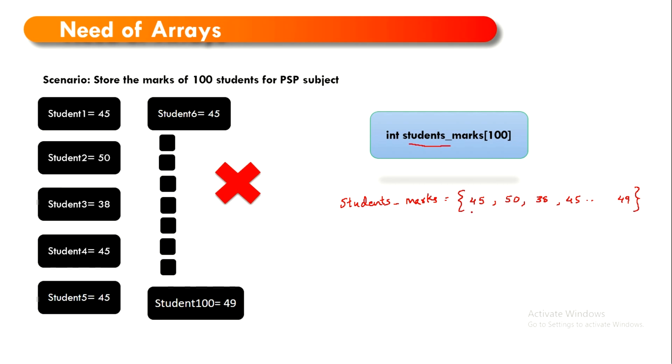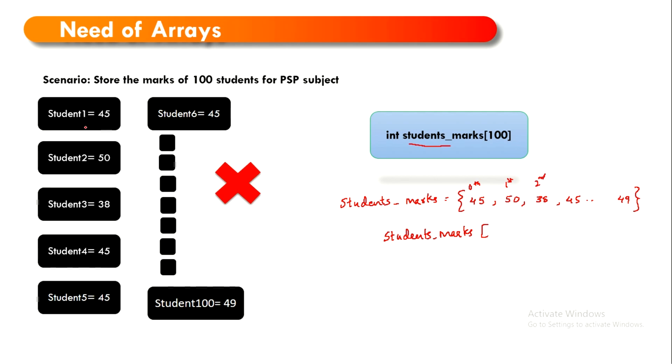Now if you need to access the marks of the first student, what you have to do is take this array and specify the index number. We all know that the array starts with the 0th index. So this is the 0th index, and this one is first and second and so on till 99th.